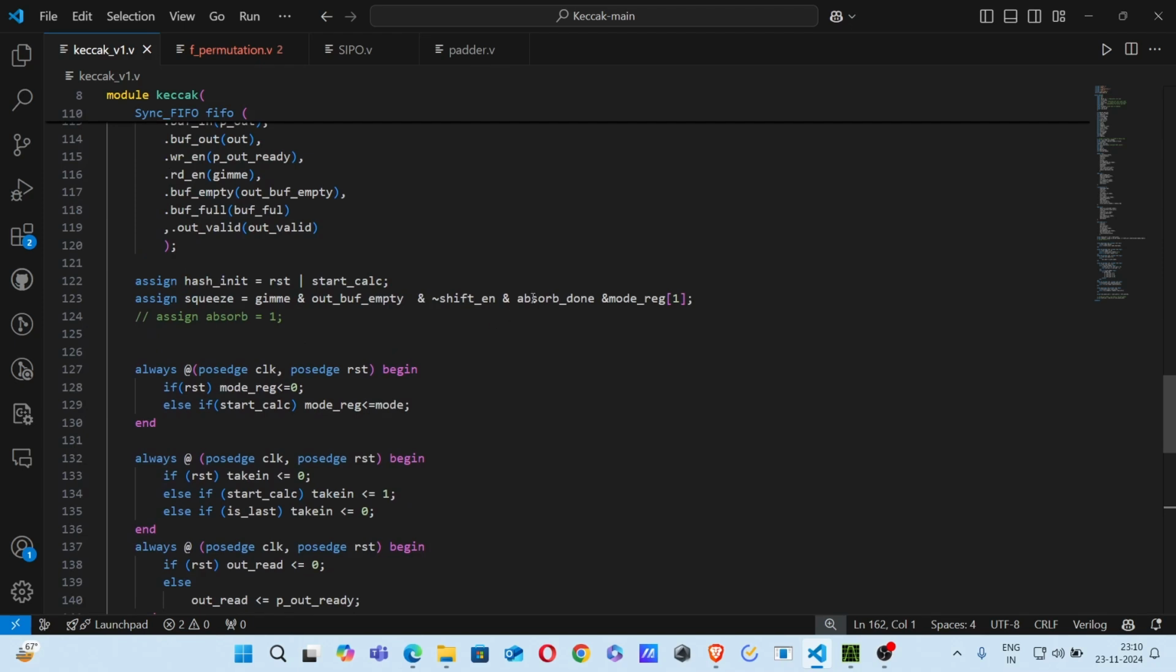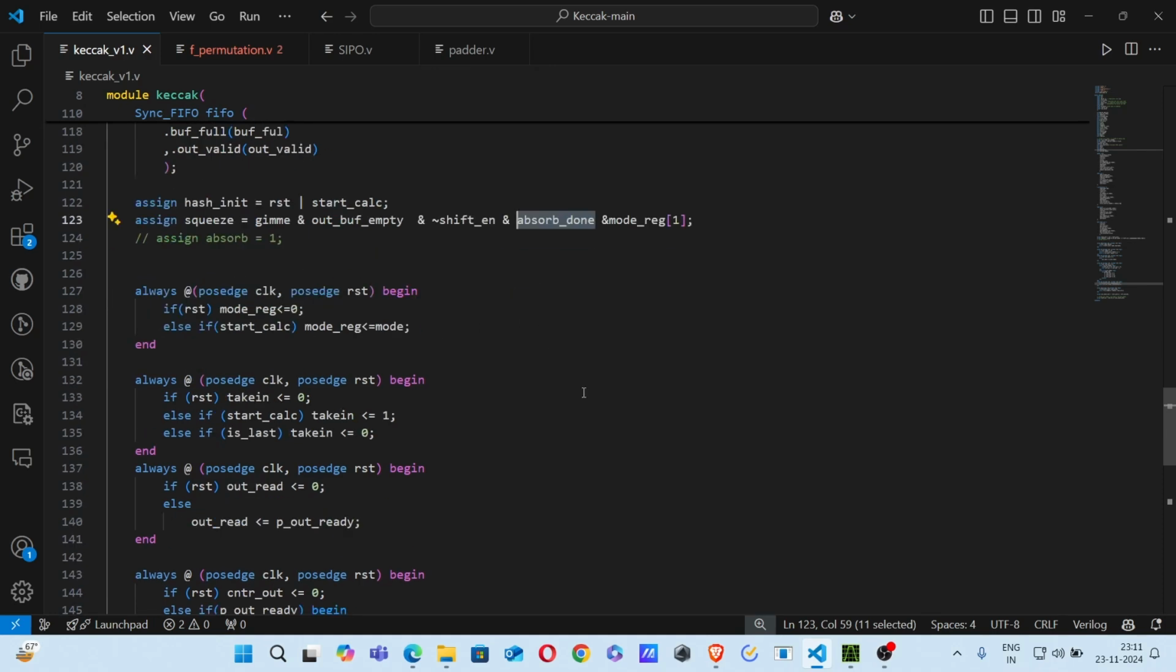This, again, we can see here is used in squeeze because we cannot squeeze until all the inputs have been absorbed.